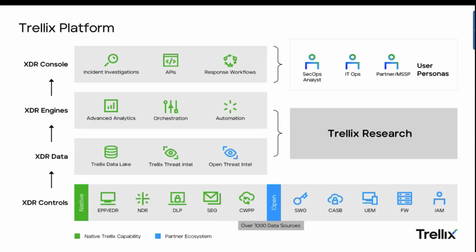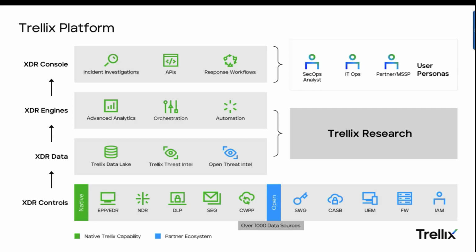So here's a view of our Trellix platform. At the bottom of the screen here on the left, you can see our native XDR controls. We have endpoint covered through EPP, EDR, and Trellix Endpoint Security. We have network detection and response, DLP, our data loss prevention. And then on the right side, you see these open data sources represented. We've got data sources from the cloud, user entity information, firewall, lots and lots of data sources. At the moment, we have over 1,000 data sources represented that we can easily integrate.